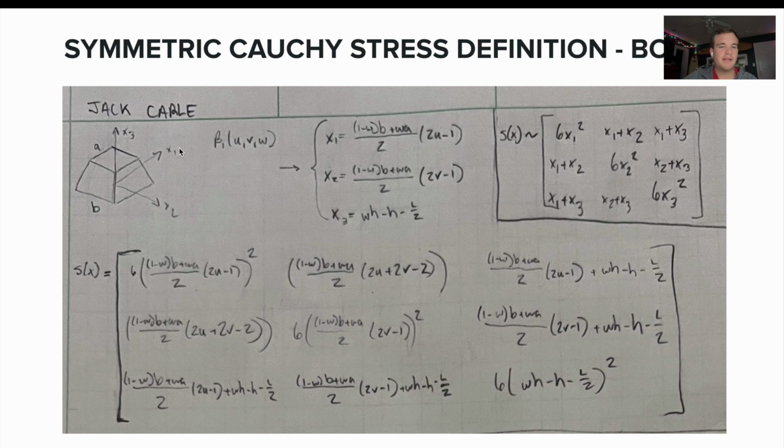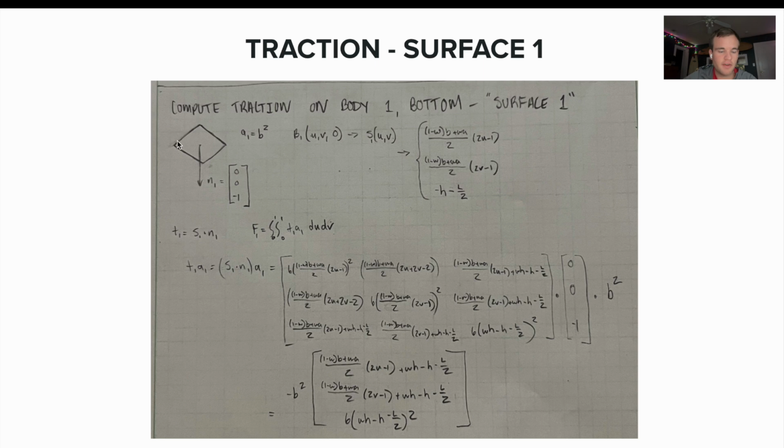So first we start with the body and the parametrization of it. I defined this as my Cauchy stress symmetric tensor. And so I defined my S of x when I plugged in the body geometry. Then I defined that one surface. I found the area and the normal vector. So we can use that force equals the double integral of the traction times the area.